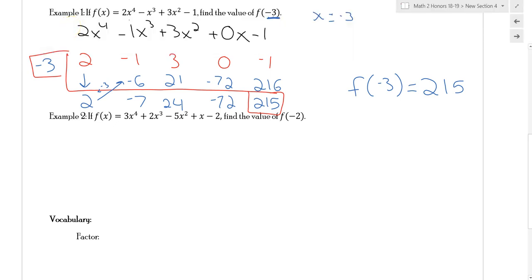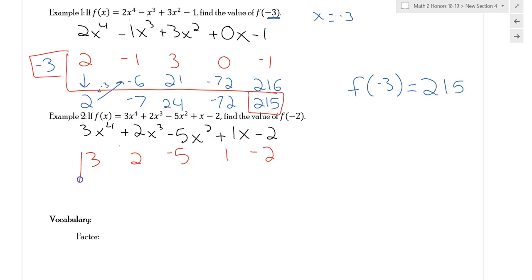Alright, same thing here. I'm going to start by writing, I think I have to, but it's sometimes easier to see. 3x to the 4th, then we go to the cubed, then we go to 5x squared, 1x is 2. So we have 3, 2, -5, +1, -2. We'll figure out what we're going to put in our boxes. So we're going to be dividing by this -2. That's already what x equals.